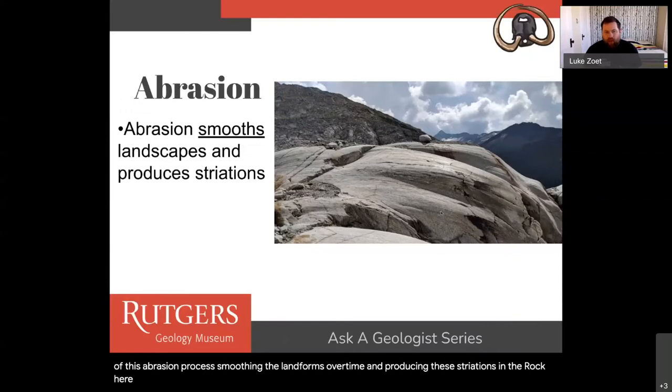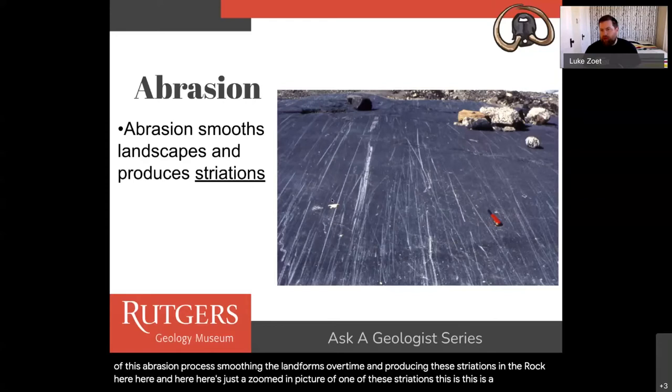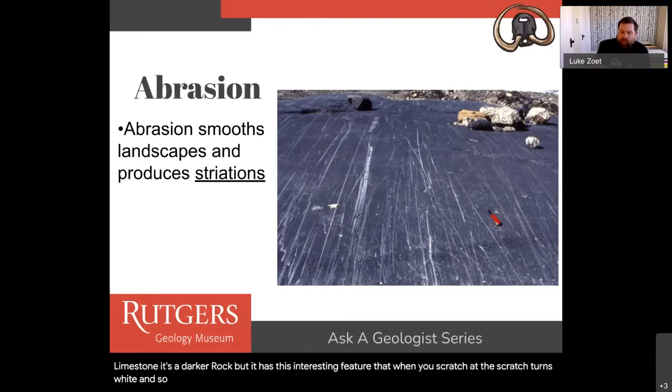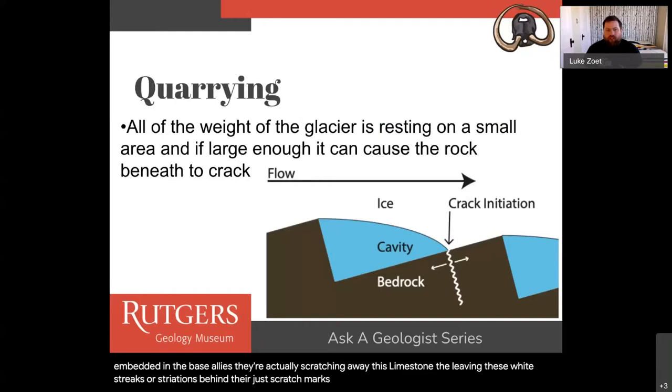Here's just a zoomed-in picture of one of these striations. This is what's called limestone. It's a darker rock, but it has this interesting feature that when you scratch it, the scratch turns white. And so as the ice is moving over this, rocks that might have been embedded in the basal ice are scratching away this limestone and leaving these white streaks, or striations, behind. They're just scratch marks.